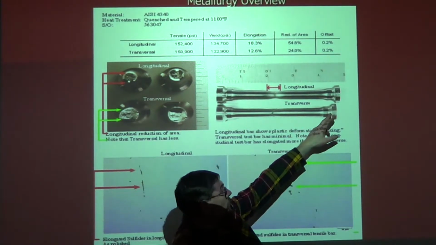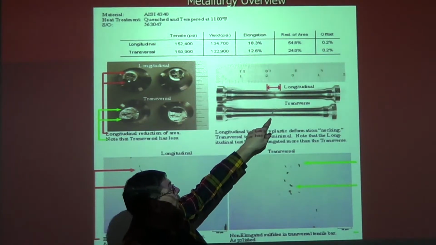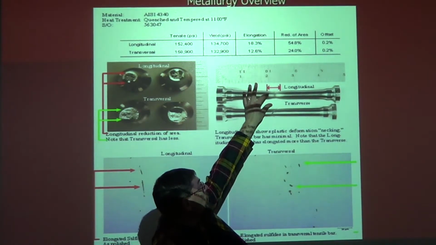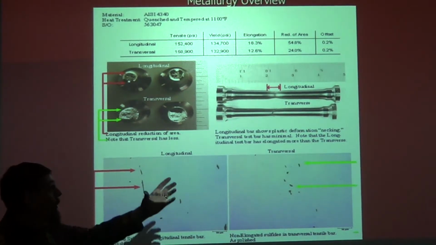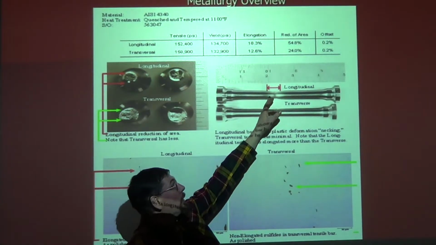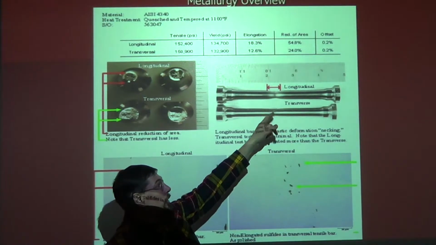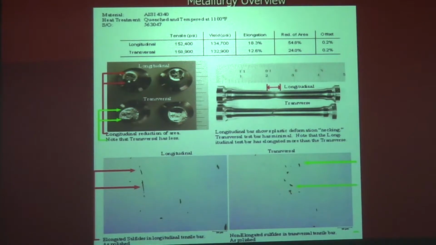We can see a few things. First, this one's a little longer than this one. It stretched more before it failed. This one also reduced its area. We call that reduction of area, of course. That parameter, it reduced its area much more than this one here. This part here, we call that ductility, the ability to stretch before it breaks. So in the longitudinal orientation, you typically have greater ductility than in the transverse orientation. But if you're just doing the tensile strength, they're not much different.